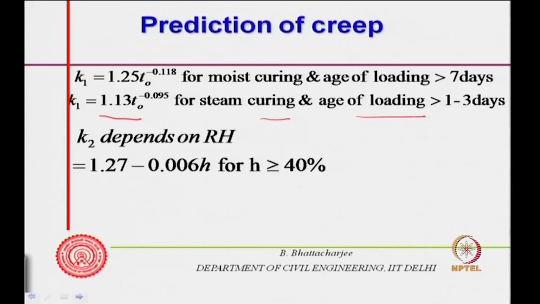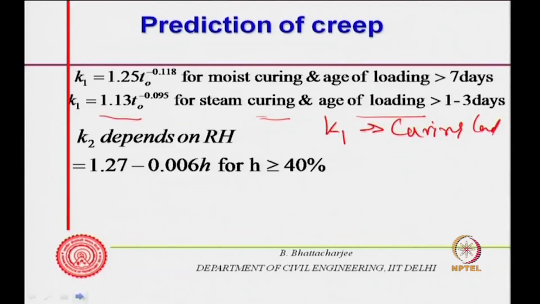So, what was the K1? It is for the type of curing, moist curing. K1 is a factor related to curing condition. K2 is related to relative humidity.